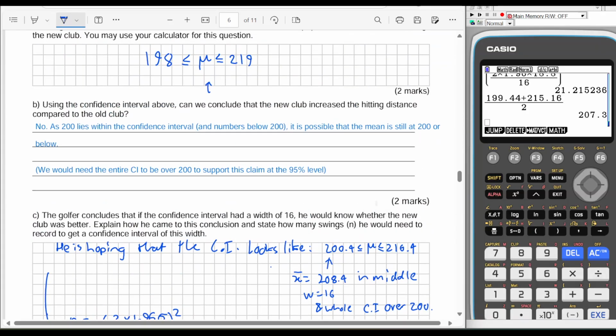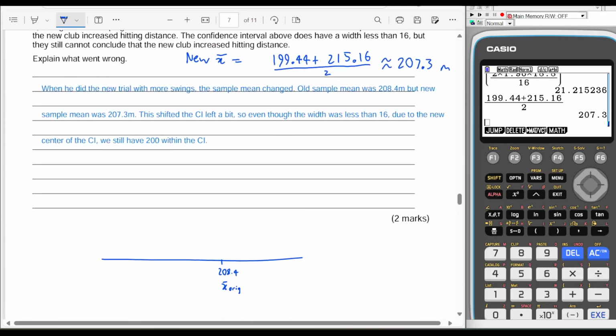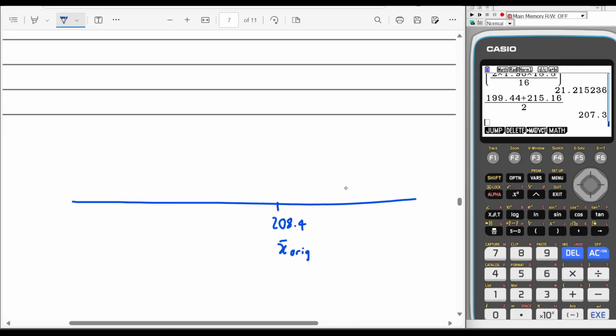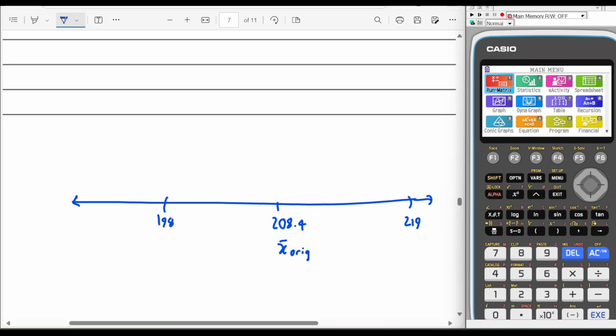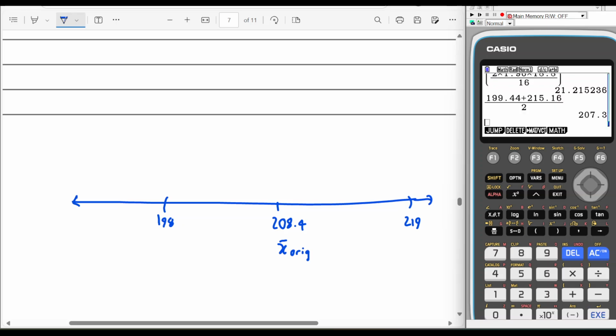And then the confidence interval here, 198 to 219. So we went all the way down to 198 and all the way up to 219. This is how you draw a confidence interval on a number line, by the way. And for here, the width was, let's see, 219 take 198, and the width was 21. So I might just draw that there.